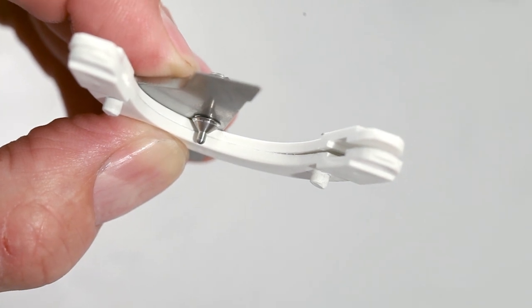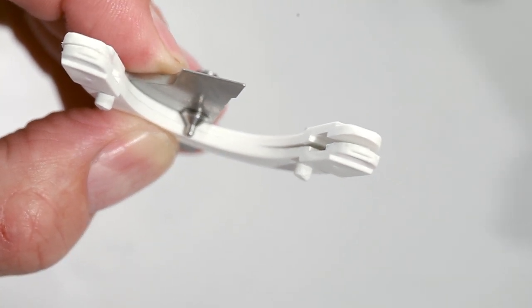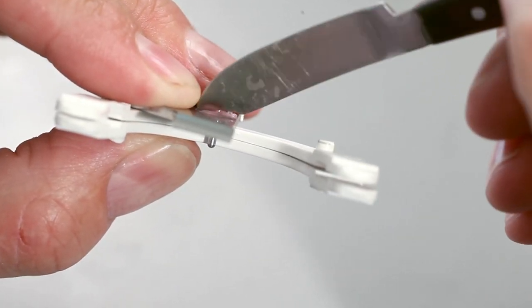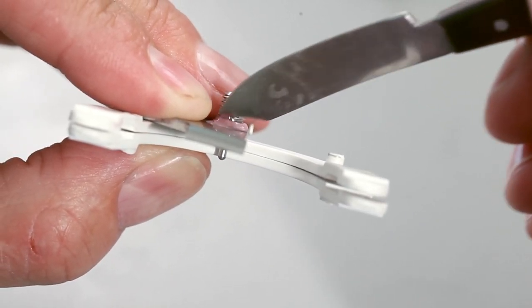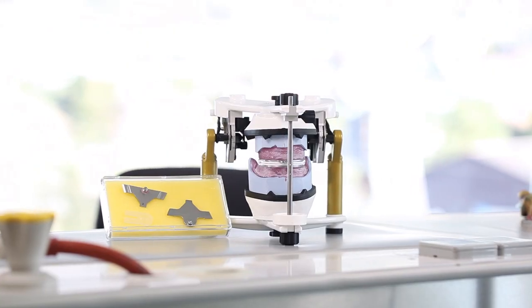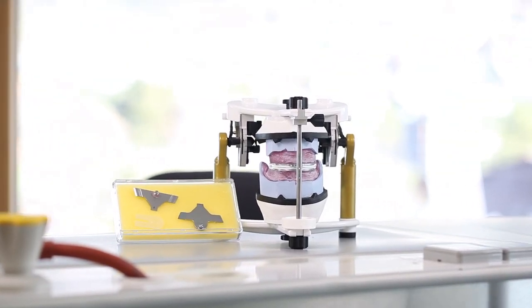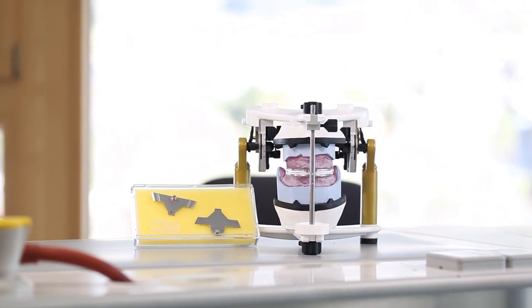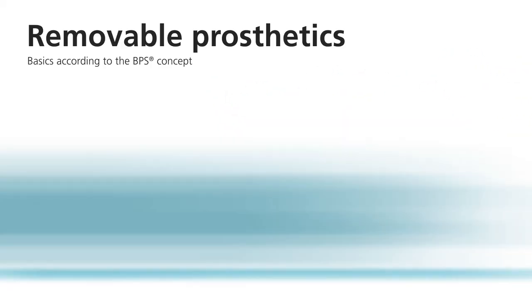Finally, adjust the screw to the height of 2 bite plates. This corresponds to 2 × 2 mm. Secure the adjusted screw with a drop of wax. Now, the custom trays with integrated bite registrations and the prepared registration set are ready for use in the patient.